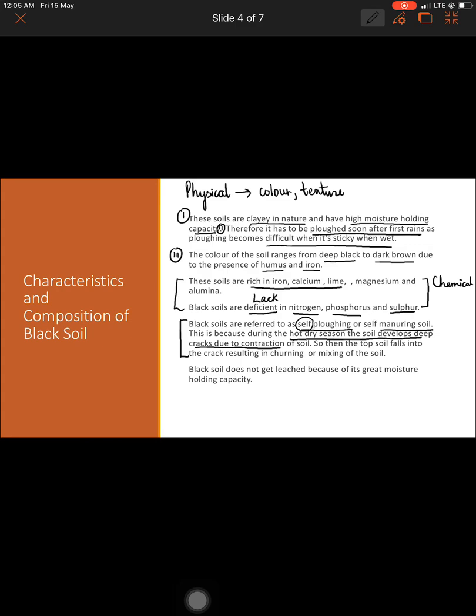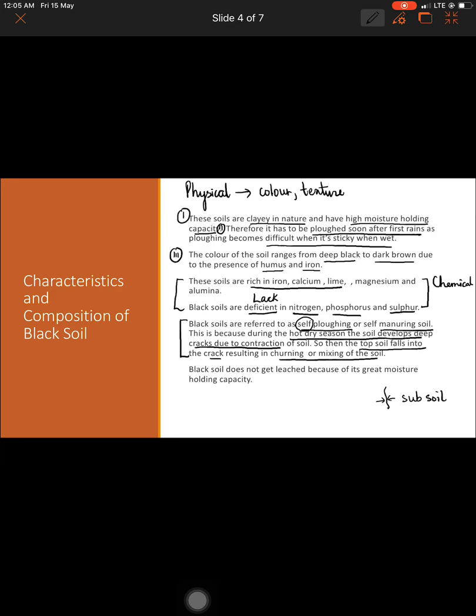When they create a deep crack and contract, the topsoil falls into the crack, resulting in the mixing of the soil. So when there is this deep crack, the topsoil falls down and mixes with the subsoil. So the topsoil and subsoil mix up, resulting in the self-plowing capacity of black soil.